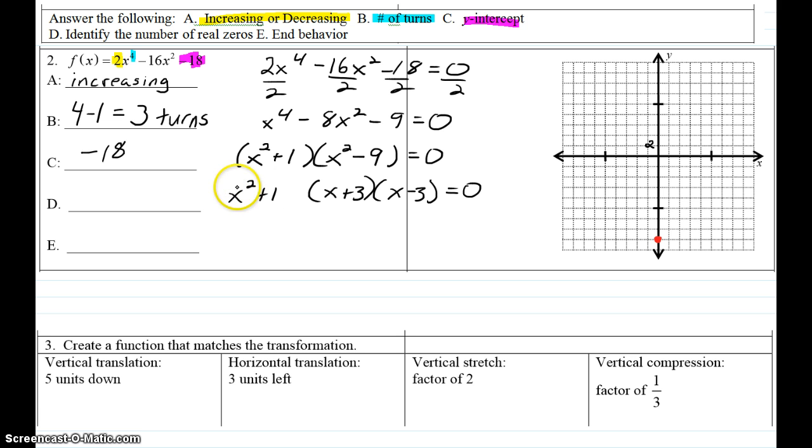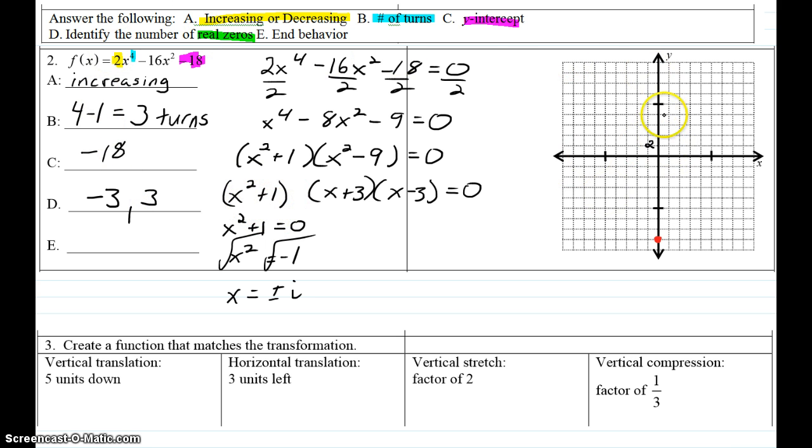This is still x squared plus 1. And so the question says identify the number of real zeros. If I take this and make this 0 and I solve it, I'm going to get x squared equals negative 1, and I square root both sides, I get x equals plus or minus 1i. And so it's not a real 0. I won't be able to graph that over here. These two I'll be able to solve, and so x here would be negative 3 and positive 3.